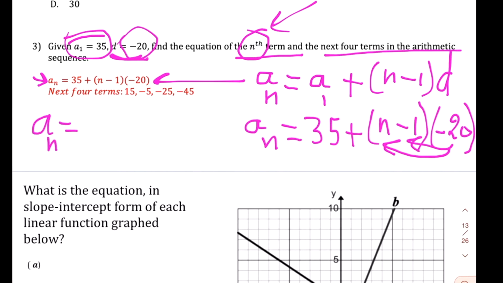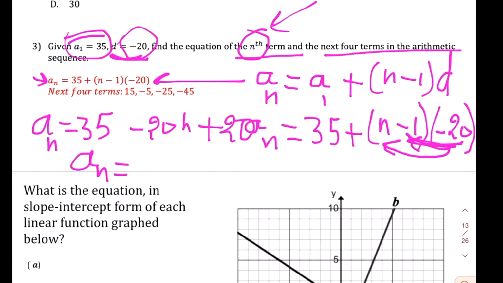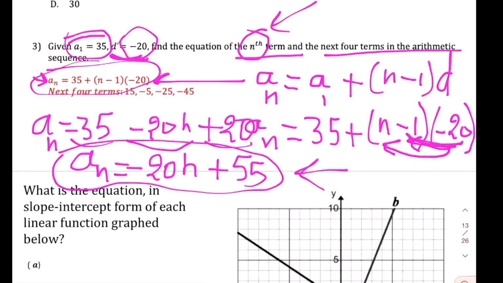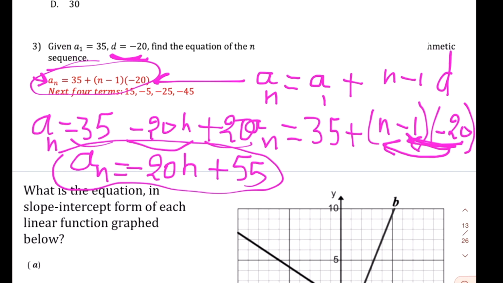an equals 35 minus 20n, and minus 20 times minus 1 equals plus 20, plus 20. And that means an equals negative 20n, I put it in order, and then 20 and 35 is 55. So you might get this option in your answer in the exam. You might get it in this form, or this form, or this form. You have to be smart to know that you can simplify to get the form given in the question. Okay, right. So we finished this one.